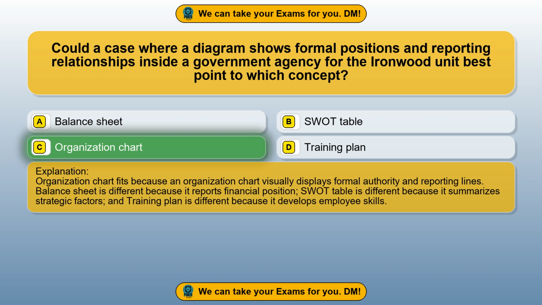Organization chart fits because an organization chart visually displays formal authority and reporting lines. Balance sheet is different because it reports financial position, SWOT table is different because it summarizes strategic factors, and training plan is different because it develops employee skills.